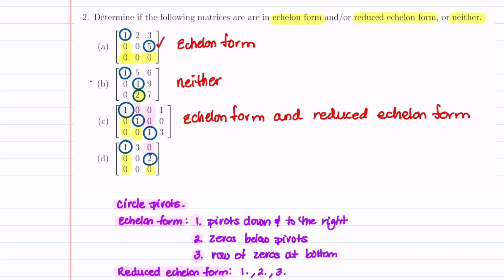Now we have to check and see if our pivots are equal to 1 in order to be in reduced echelon form. Notice that this pivot is not equal to 1, so this matrix is not in reduced echelon form, but it is in echelon form.